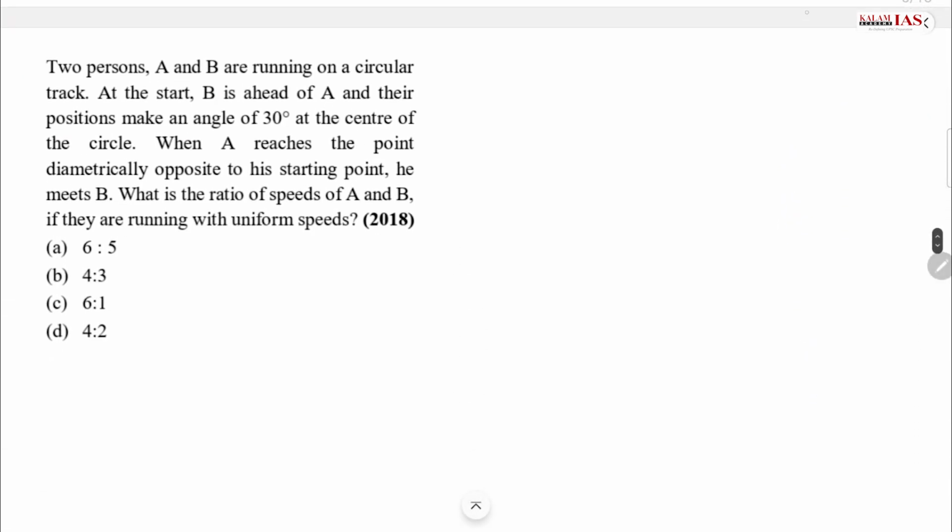This is the first question. I'll suggest first you have 1 minute, try to attempt this question and understand what exactly we have to find, and then we will solve this question.